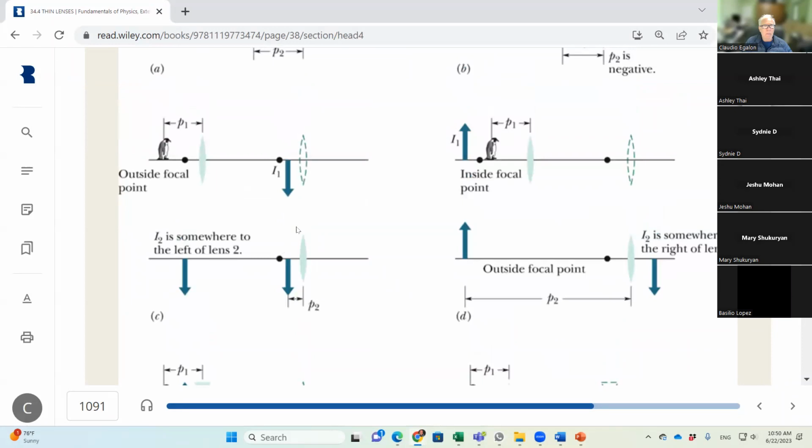What about this one? Now the penguin is between the focal point of 1 and the lens. Okay, and the image is going to be virtual. This virtual image is seen by the second lens as a real image. So you have this second image here. Notice that he's ignoring the second lens in the first step, right?